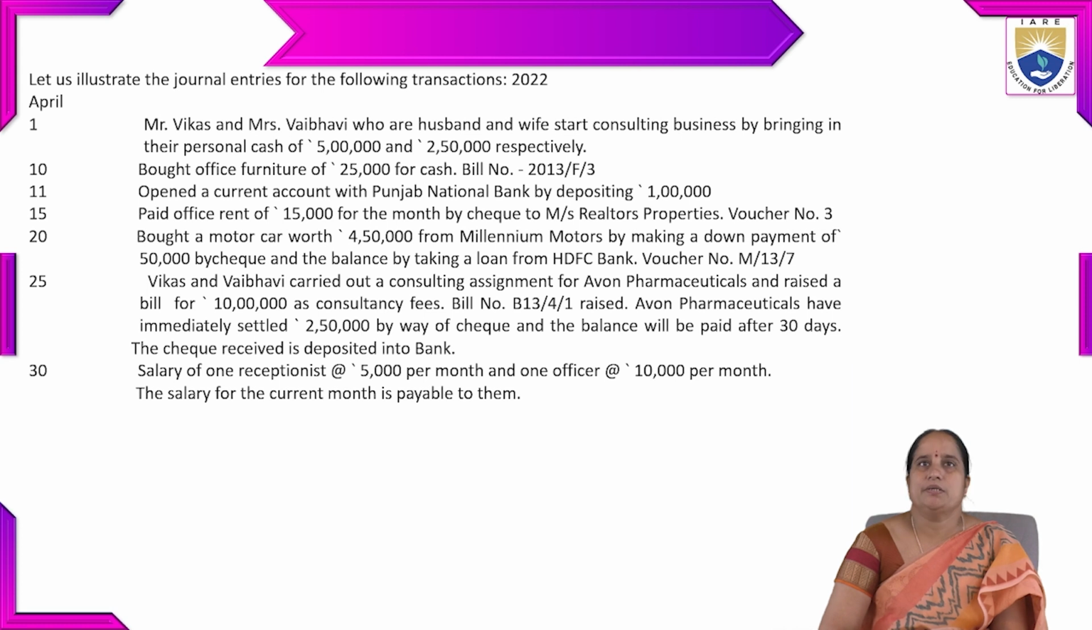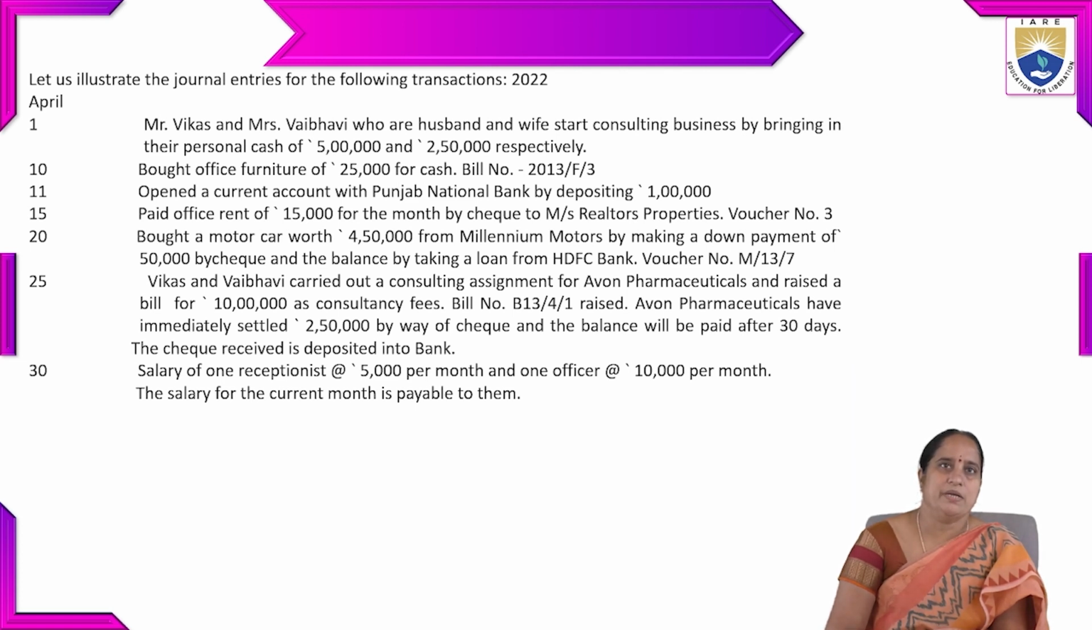Let us illustrate the journal entries for the following transactions. On 1st April 2022, Mr. Vikas and Mrs. Vaibhavi, who are husband and wife, start a consulting business by bringing in their personal cash of 5 lakhs and 2 lakhs 50,000 respectively. The second transaction, made on 10th April: bought office furniture of 25,000 for cash, and the bill number is mentioned.